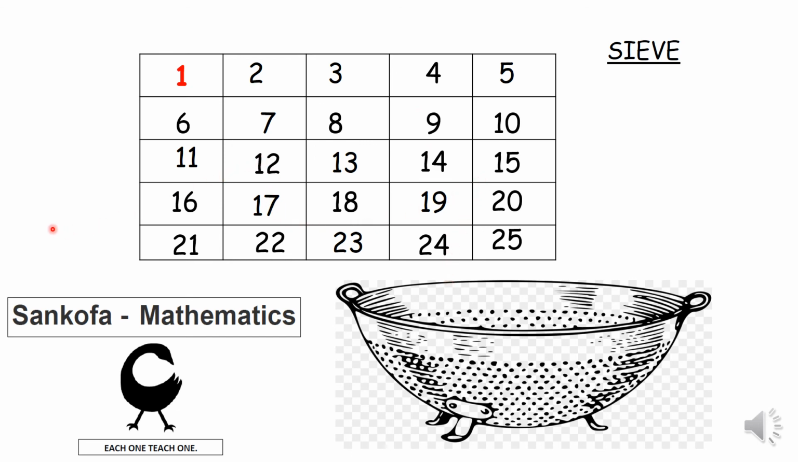The next one is 12. The next one is 14. The next one is 15. 16 is not a prime number. 18 is not a prime number. 20 is not a prime number. 21, remember, 2 plus 1 is 3, 3 goes there. Already 1, 3, 21, 7, so it's not a prime number. 22 is not a prime number. 24 is not a prime number, as well as 25.